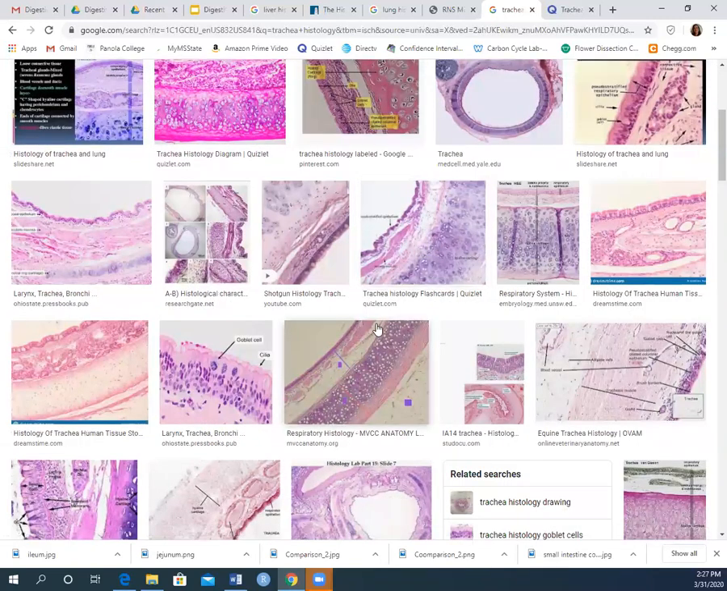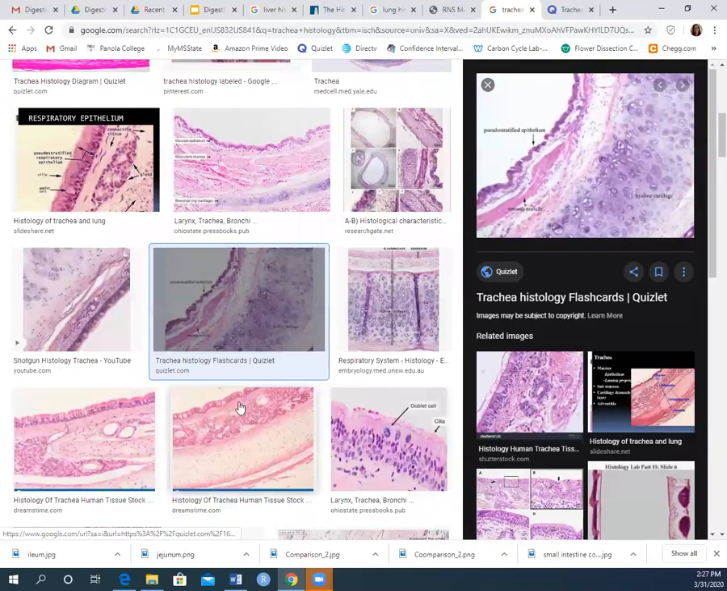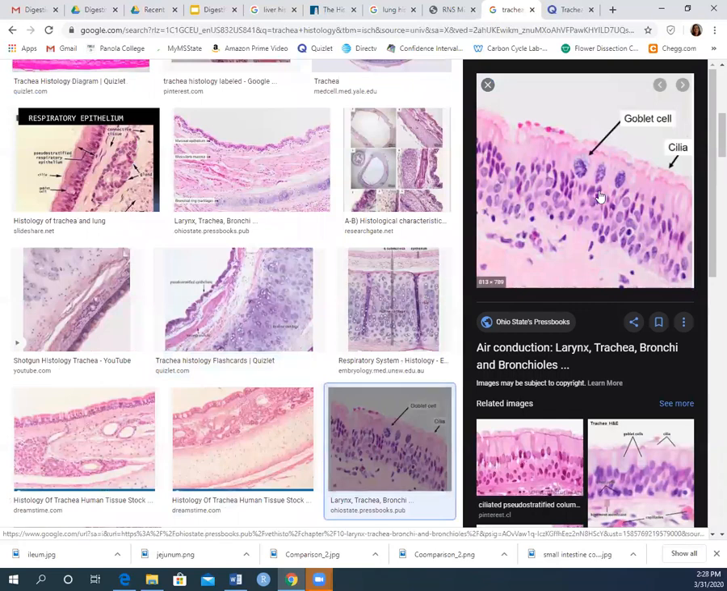Okay. So here's one. Whoop. I don't know what I just did. I was trying to go to this one. Hang on just a sec. Oh. This one right here is zoomed way in, and you can see this is a trachea as well. And you're seeing those pseudostratified columnar epithelium, and you're seeing tons of cilia on top. And then every once in a while you have a goblet cell.